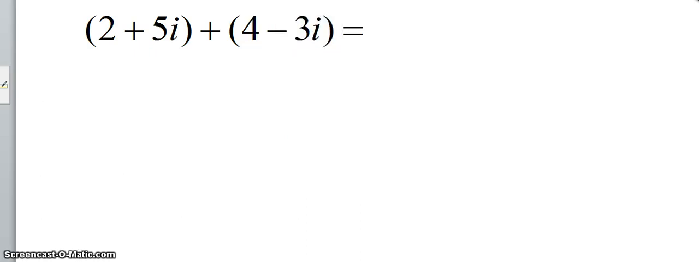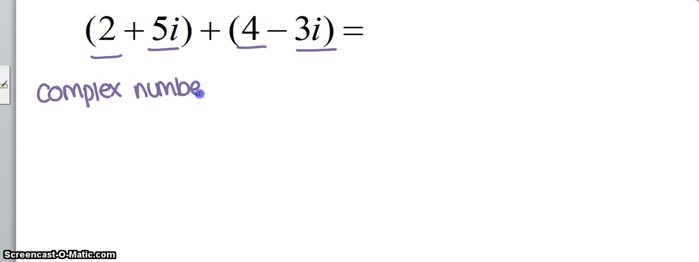The question is, how do I add imaginary numbers? Now, if you look at these numbers here, these aren't only imaginary numbers. Really, I have a real number here and an imaginary number here. Real number here and imaginary number here. So I'm adding a combination of real and imaginary numbers, and this is actually called a complex number.